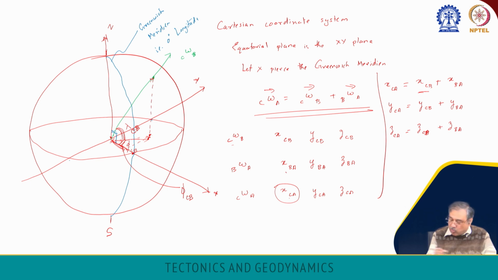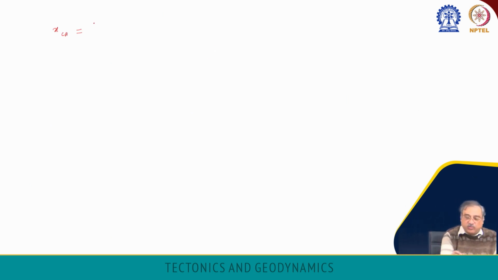This length is omega, equal to omega BC. Let us say this is omega BC. This is the latitude, so this line here would be the cos of the latitude. So the length would be omega CB times the cos of the latitude here. So omega CB cos of latitude CB. This is the first part we have.